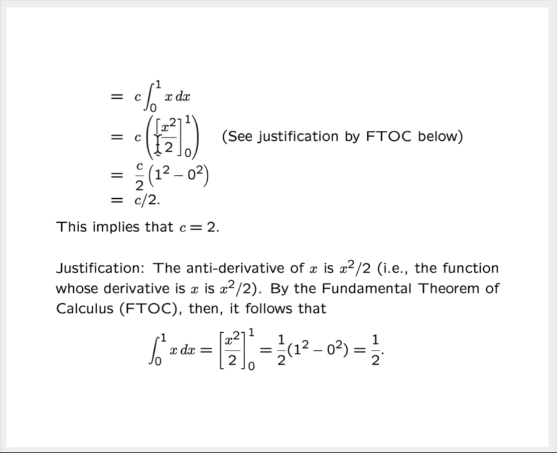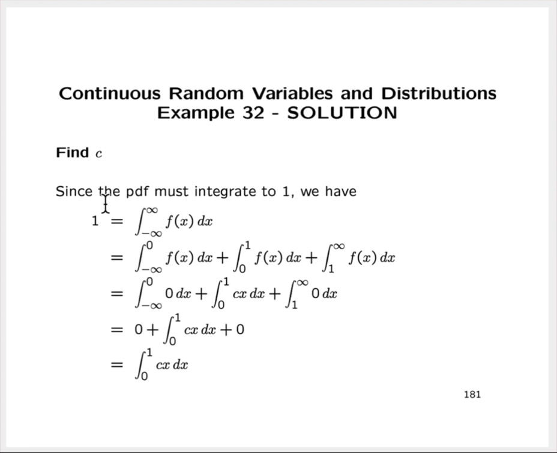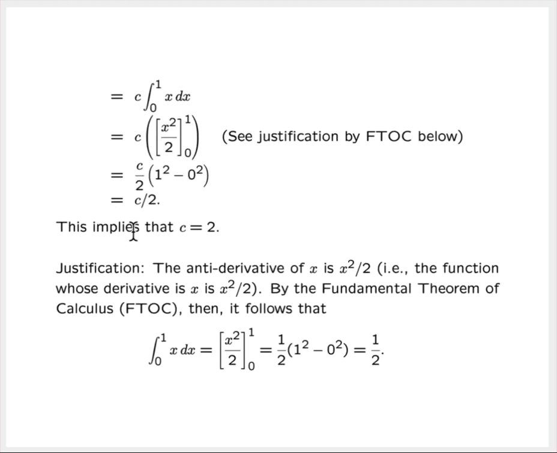Now notice that I pulled the 1 half out of that expression, so I've got this out here in front, c over 2, and so that leaves this as being 1 squared minus 0 squared, or 1. And so the integral that we're looking for, all right, so we see here that 1 is equal to c over 2. And so this implies that c must be 2.